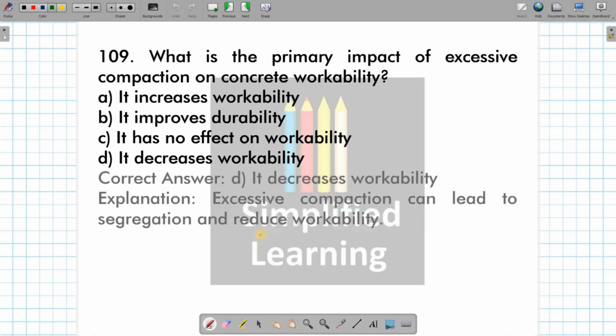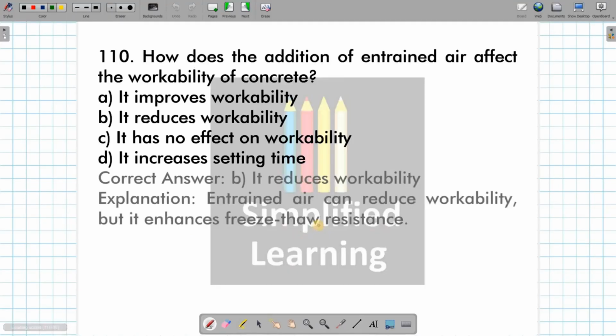Then the primary impact of excessive compaction on workability. Higher compaction is going to lead to segregation. Segregation means settling of coarse aggregate to the bottom and leaving the cement paste onto the top. It is called segregation. More or excess compaction is going to lead to segregation, and thereby the homogeneous mix of concrete is going to lose its workability. Then how does the addition of entrained air affect the workability of concrete?